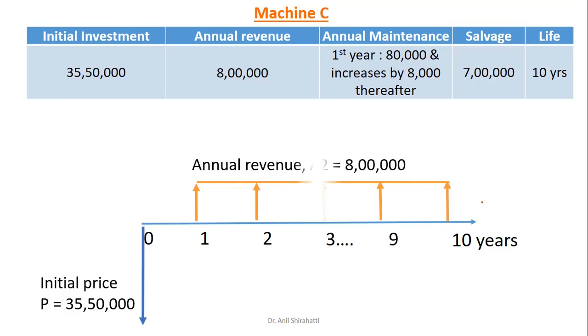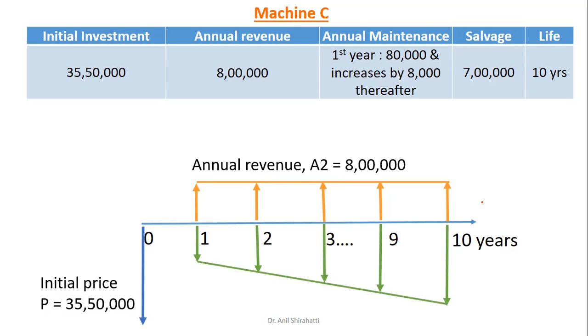Then annual revenue of 8 lakhs. Okay, it's constant. Then if you see in this series, annual maintenance is increasing at a rate of 8,000 rupees. So first year annual maintenance is 80,000. Next year it is increasing by 8,000, so here it becomes 88k. Again another 8k, so next year it becomes 96k.